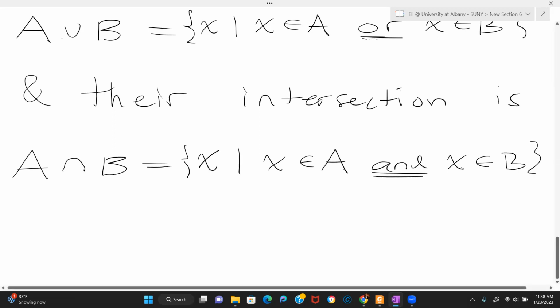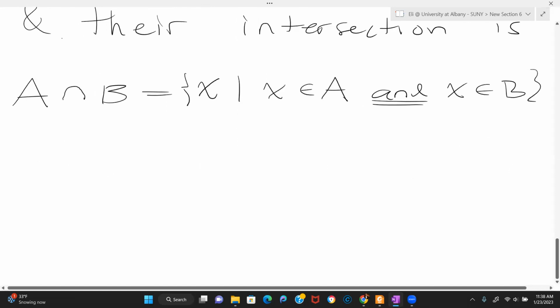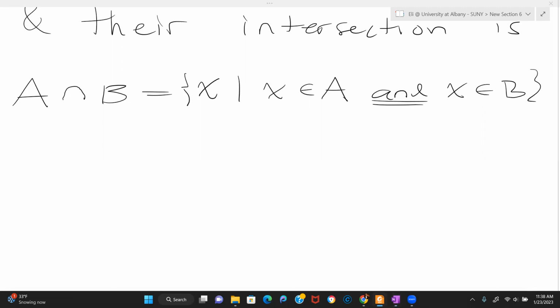So that's what makes these two sentences different. Make sure you know, it seems silly, but there is a huge difference between or and and in mathematics. So that's how you define their intersection and their union. And we went over examples. I won't go over them again, just to save time, but there are examples in the book. You can go over them.